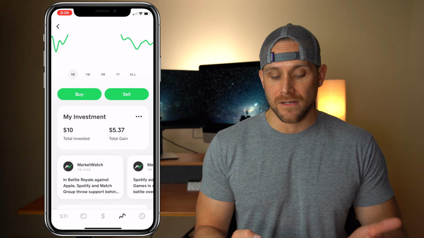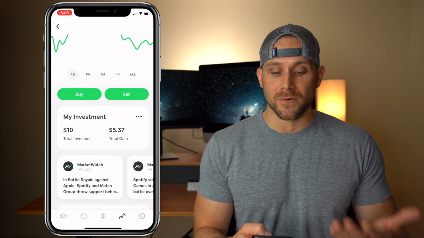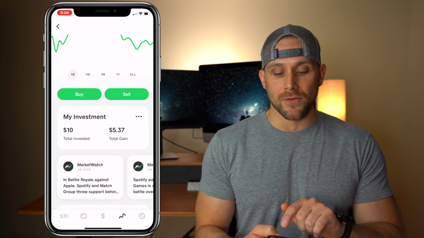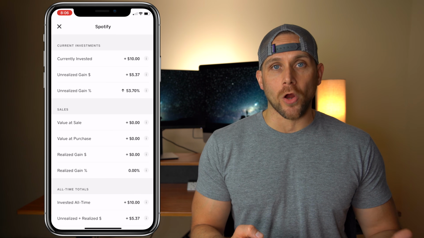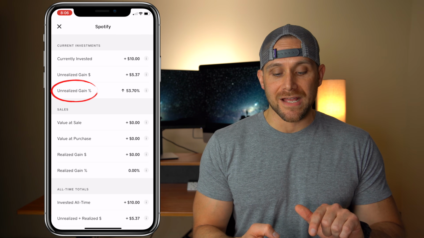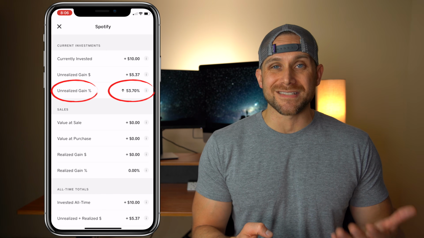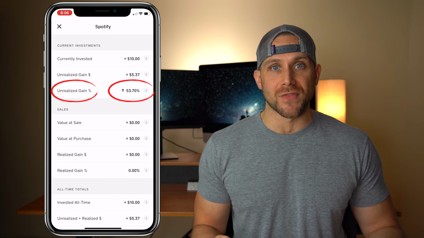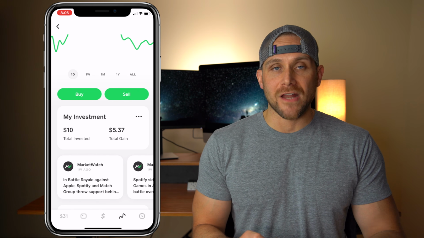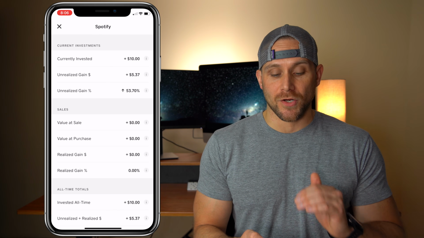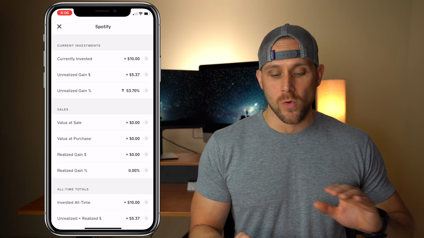Because like I said, it's all relative to how much you're actually investing. So to figure out the return based on a percentage, what I can do is click on those three dots, and this shows me what my gains are at this point in time. So my unrealized gains are 53.7%, which is really good. That is very, very good. Even though I've only made $5.37, those returns on a percentage basis are so good.